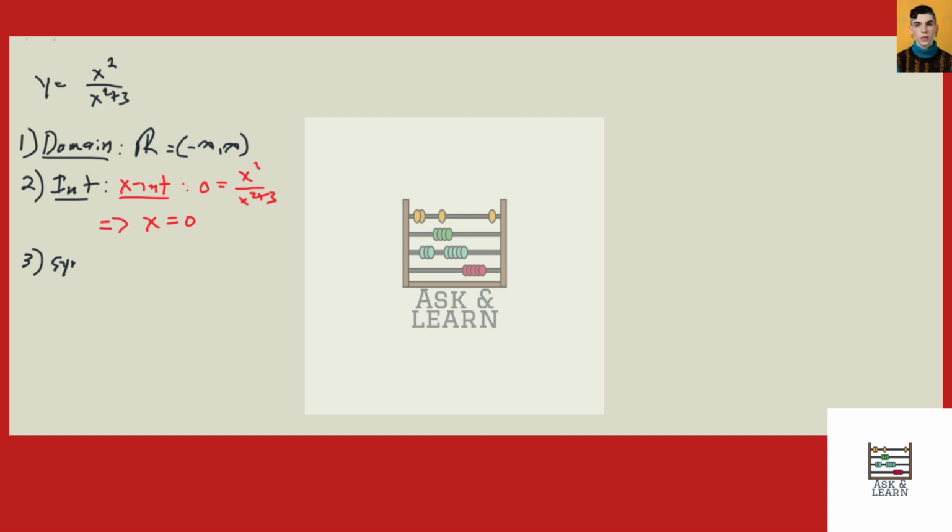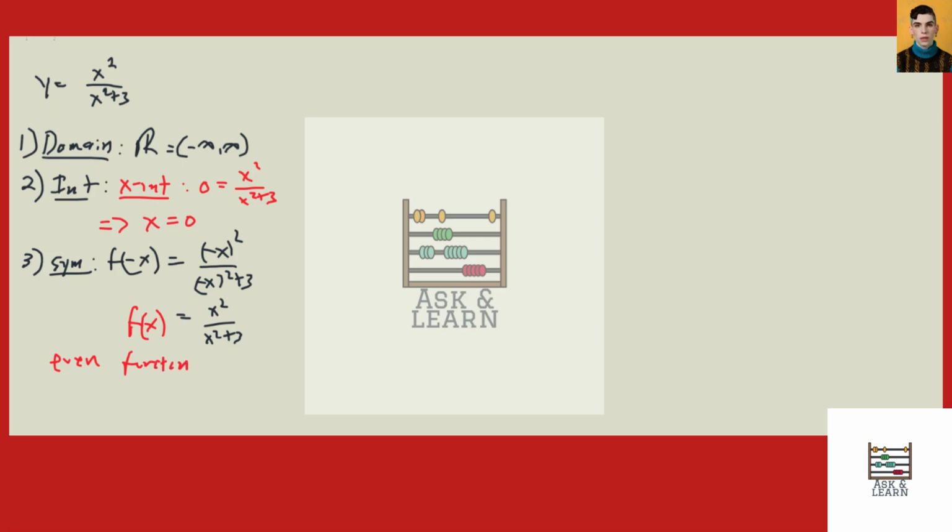The next thing we want to do is look for symmetry. Well, rational functions are not known for being periodic. So we should check to see if it's even or odd using f of negative x. So plug in negative x, we get negative x squared over negative x squared plus 3. And that would simplify to x squared over x squared plus 3, which is equal to f of x. And that's going to imply that we have an even function.